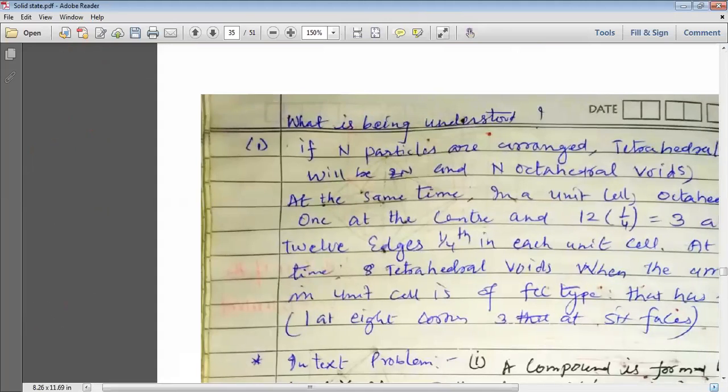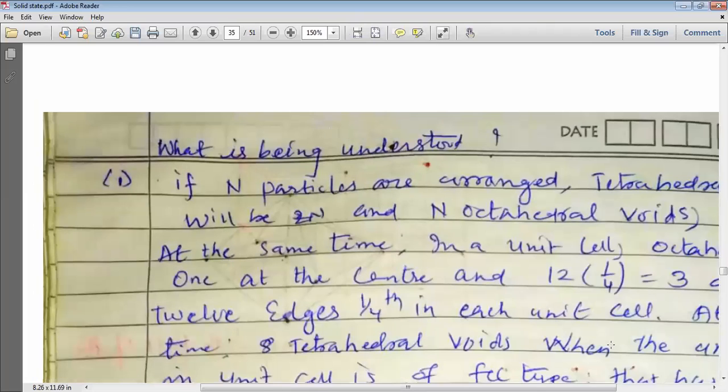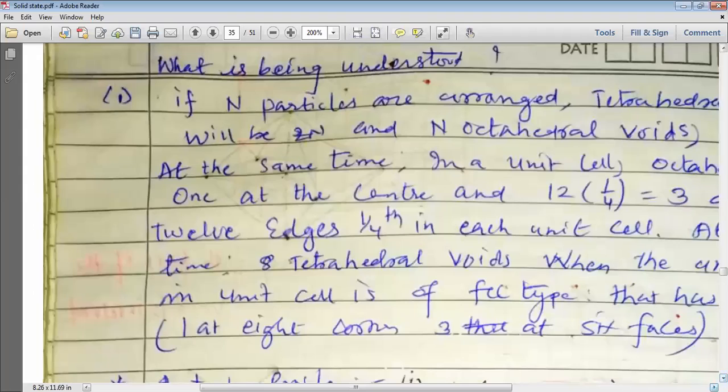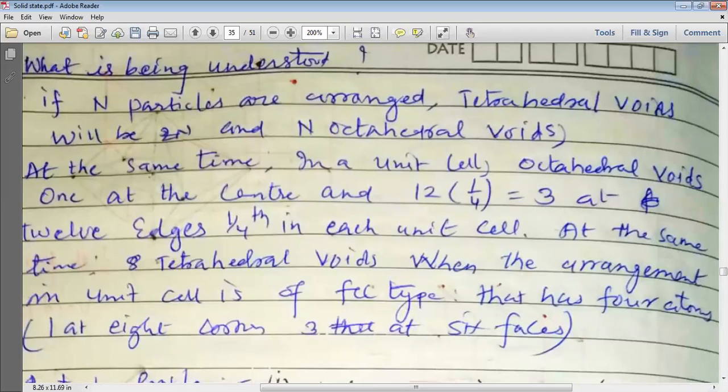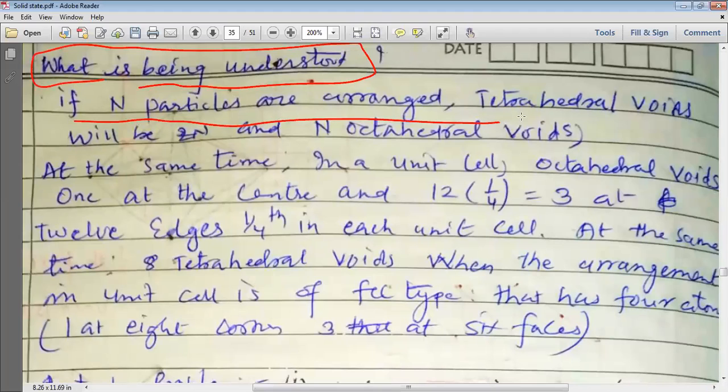So now let's move forward. So see, I have written the text, and in this text also, I am trying to give you the revision. So let's move forward and understand. It says what is being understood from all this discussion. What do we understand from all this discussion? If n particles are arranged, tetrahedral voids will be 2n. Please remember that we will have 2n tetrahedral voids and n octahedral voids.